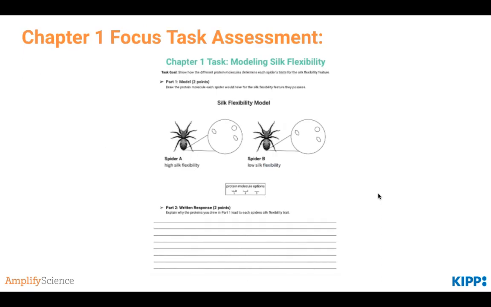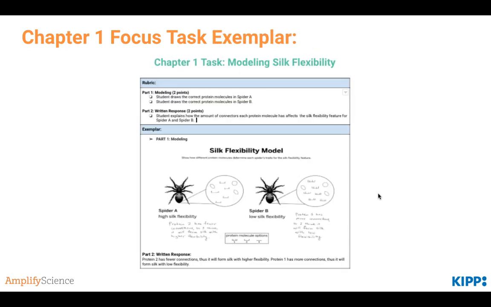This is a chapter one focus test that your students will be taking at the end of this chapter. Take a moment now to complete this on your own. When you're ready, you can press play and check your answers with our exemplar and our rubric on the next slide. This is an example of an exemplar for our chapter one task. Take a moment to look over it with part one, the modeling, and then part two, the written response.